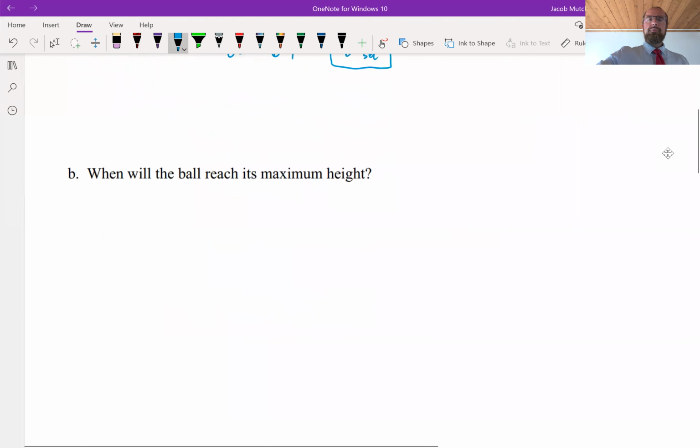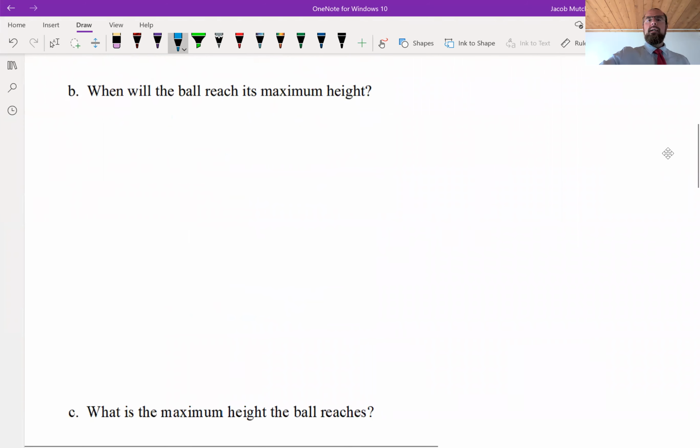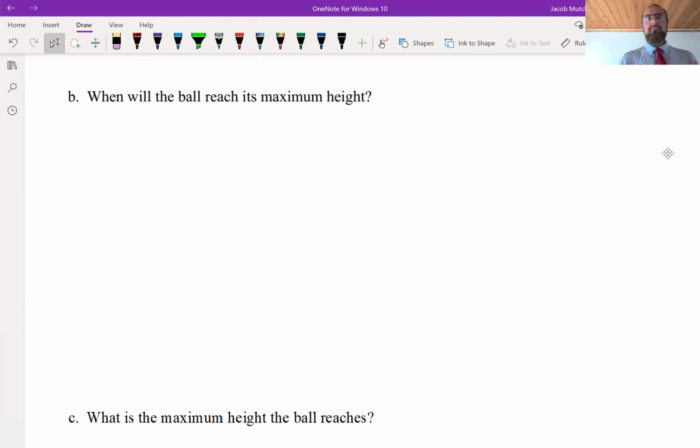Part B is really asking, well, when's it going to reach its maximum height? So there's different ways to find that value. If we consider the position function, which is a quadratic, it's really where the vertex is located. So just to sketch in a graph here, it's starting from a height of 6 feet, and the function's quadratic and it's opening downward because of the negative coefficient.